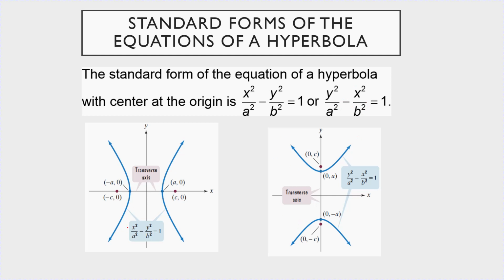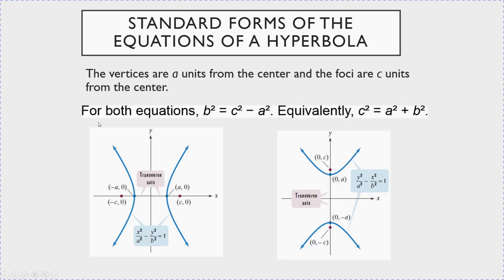So this is when the x squared term here is positive, and this here is where the y squared term is positive. Okay, and that'll determine how it's flipped or how it looks. You can notice here then, just like with the ellipse, I have these values C where the foci are. And so the vertices are A units from the center and the foci are C units from the center.